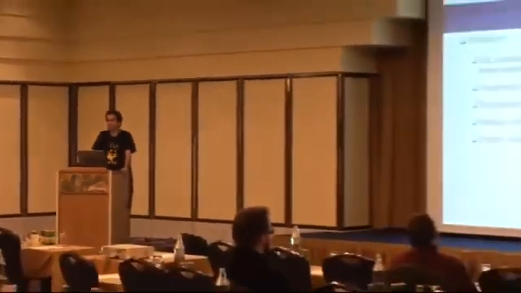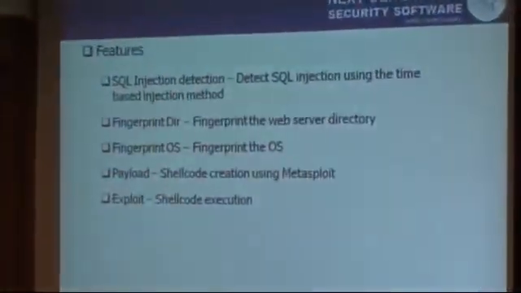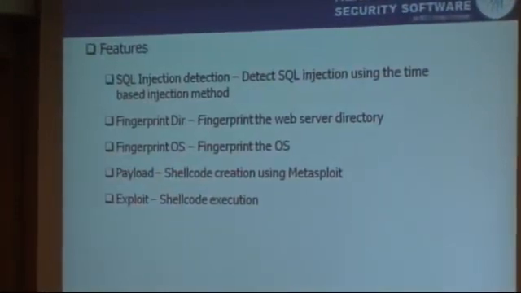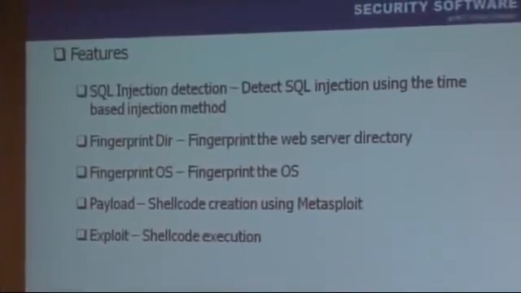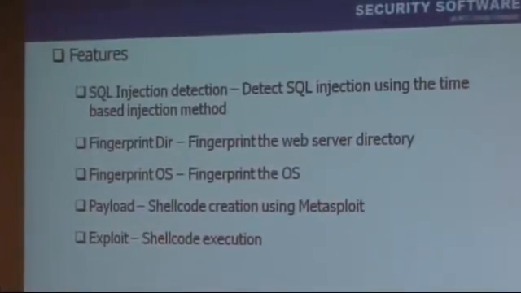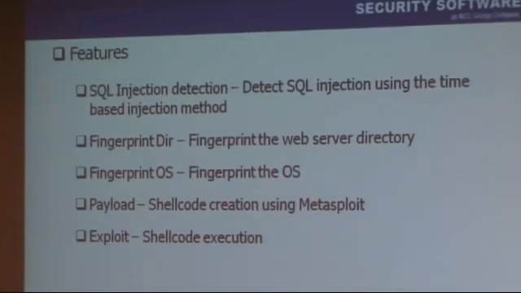So here are some features of the tool. It contains a few different modules. A SQL injection detection module is used to detect how many columns are required in your injection and to detect whether your injection is successfully conducted. It also contains a fingerprint directory module, which uses two different techniques, known as load file and error generation, to discover your web server directory. Then the fingerprint operating system module is used to fingerprint whether your backend runs on the LAMP or the WAMP environment.